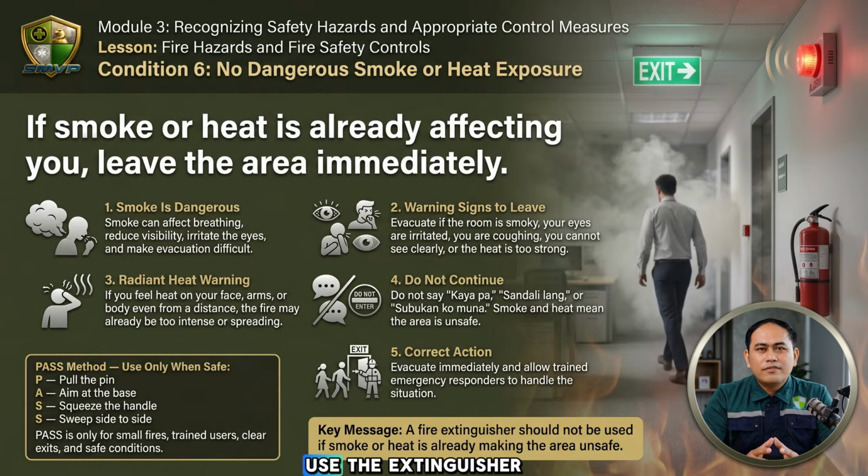If it is safe to use the extinguisher, remember the basic method. PASS. P. Pull the pin. Remove the safety pin so the extinguisher can discharge. A. Aim at the base of the fire. Do not aim at the flames. Aim at the base because that is where the fuel is burning. S. Squeeze the handle. This releases the extinguishing agent. S. Sweep from side to side. Move the nozzle side to side at the base of the fire until the fire is out.